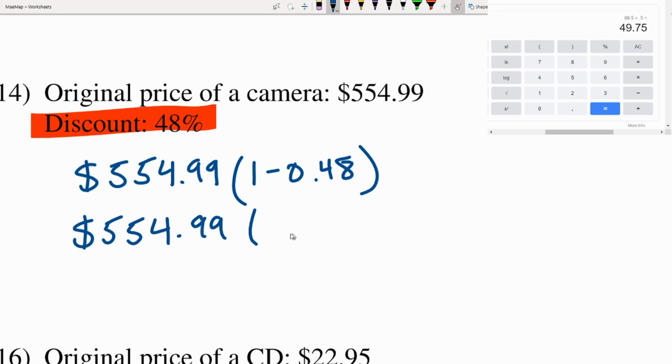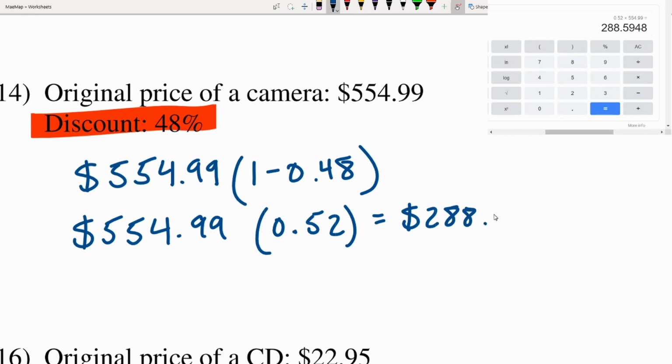$554.99 times 0.52. So multiplying $554.99 by that 0.52, we'll get $288, and rounding to the nearest hundredth, that'll give us 59 cents. So $288.59.